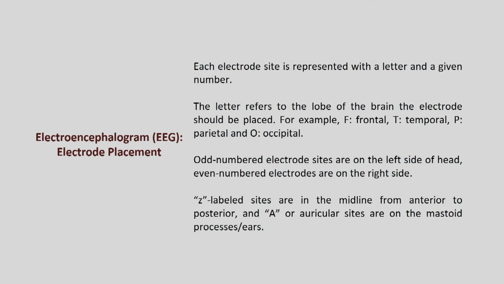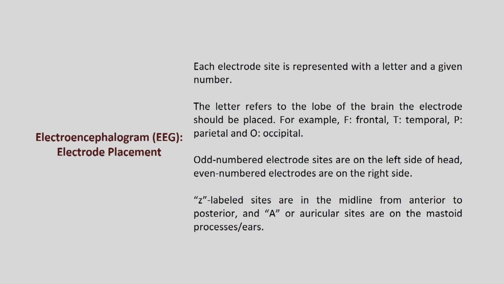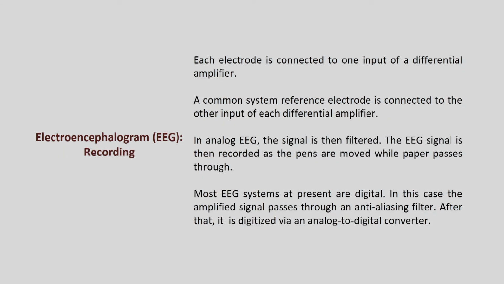Now, each electrode site is represented with a particular letter which is given a number. If you are putting any electrode in the frontal lobe, that will be denoted as F, temporal T, parietal P, occipital O. So, this way you can give the nomenclature of your electrode. So, it is a rule that odd numbered electrode sites are on the left side of your head, whereas even numbered ones are on the right side of your head. So, that is the rule.